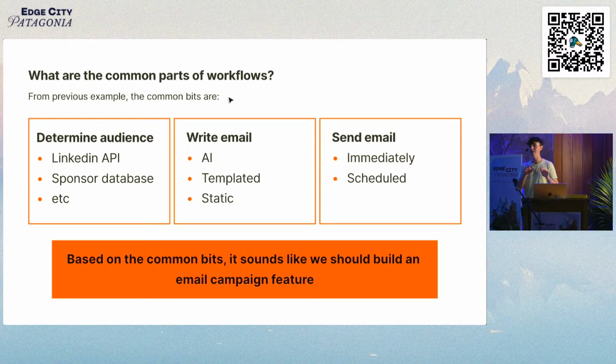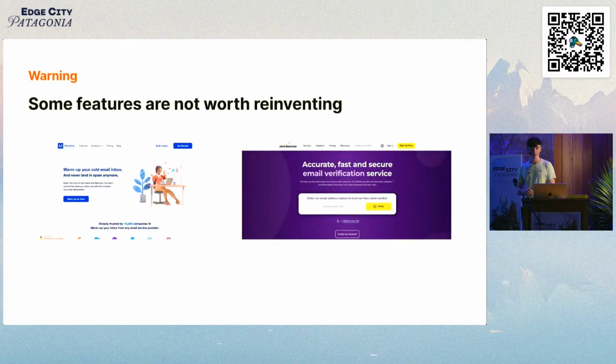And I think the feature you build to generalize over the workflows you want will depend case to case. An email manager might work here, but there are some caveats. Some features are really not worth reinventing, and there are great businesses that focus exclusively on the really hard bits. For example, at Microdoc, we use two services around our email sending. We use Warmbox, which warms up our inbox so that when we send emails, we improve deliverability rates. We also use Zero Bounce, which checks that the email we're sending to is valid, so our email doesn't bounce.